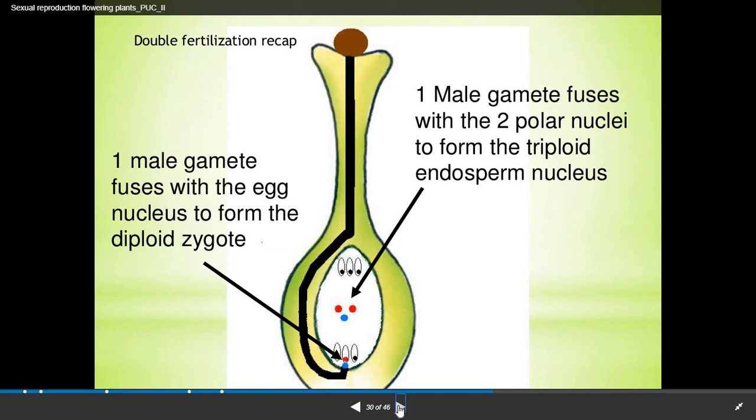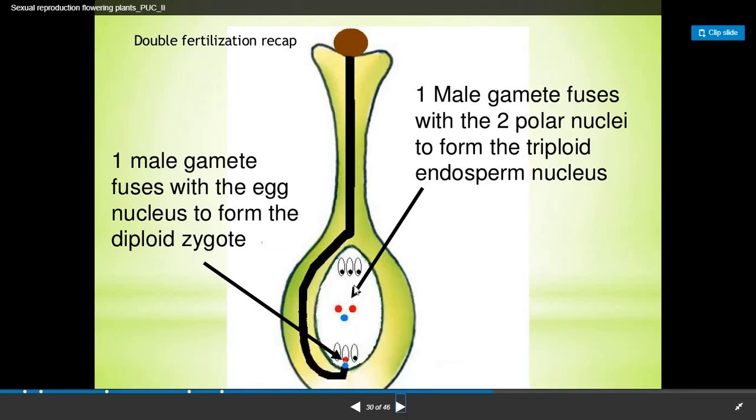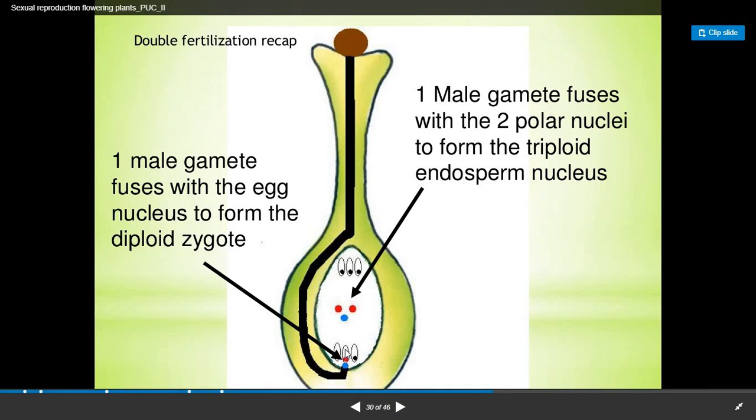Here with the help of a diagram double fertilization is shown. One male gamete fuses with the two polar nuclei. Here you can see the black arrow pointing towards it. This blue part is the male gamete which fuses with the two polar nuclei and forms the triploid endosperm nucleus, and the other male gamete fuses with the egg that forms the zygote. So this was the double fertilization process, the types of pollination and pollen pistil interaction.